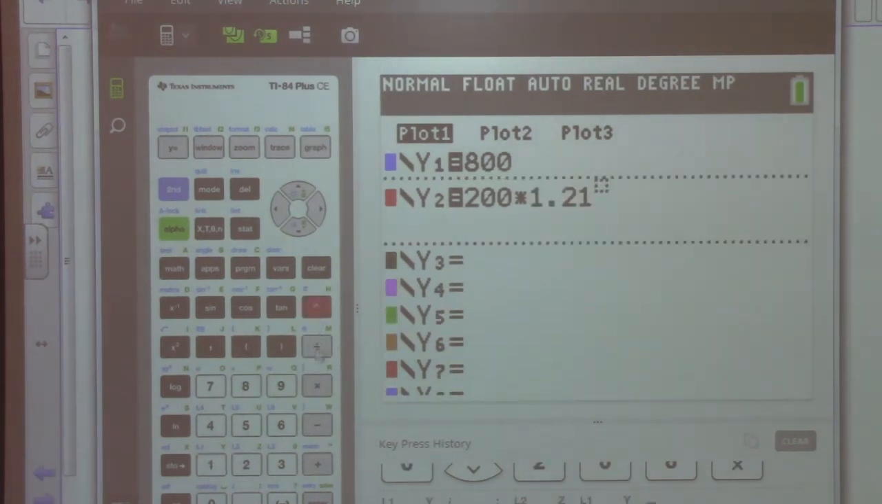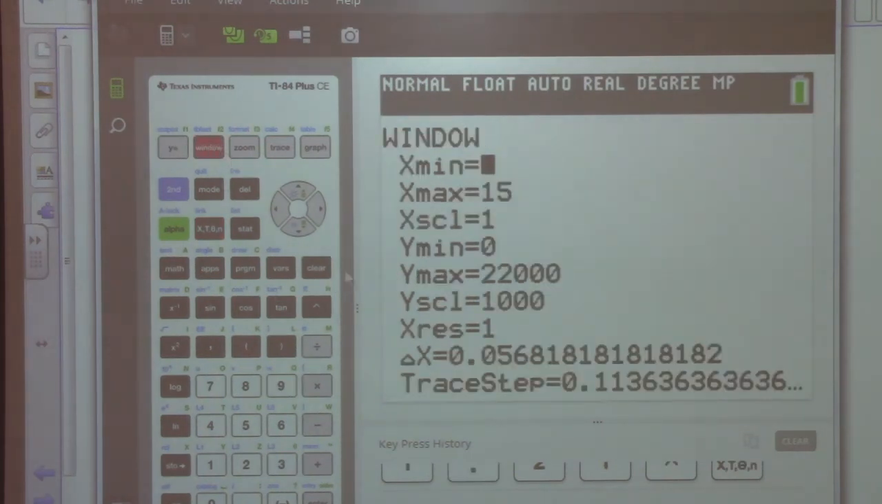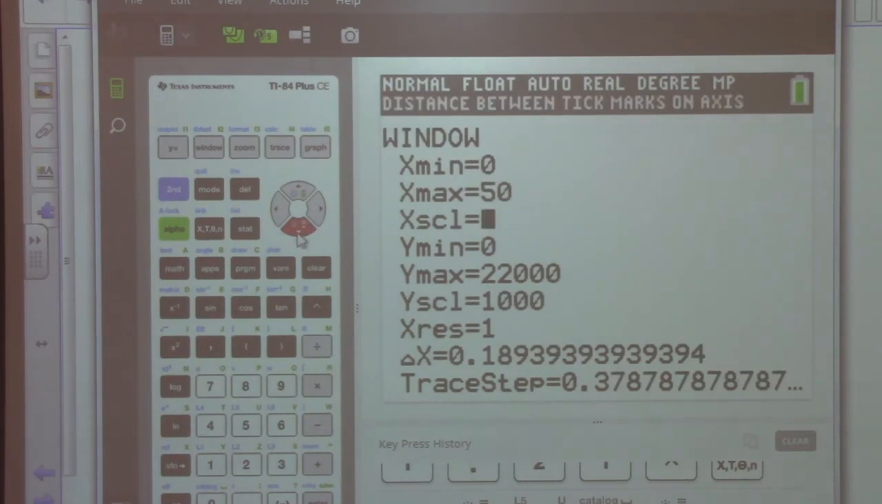Now, Chloe, I do want to ask you something here. I heard you talking about the window settings. What window settings did you choose and how did you decide that? I knew X is always going to be like T, and it says nearest tenth of a day, so I didn't think it'd go too far, so I just picked 50 to be safe. For Y, it says that it starts at 200 and it will be 800, so I just picked 1,000.